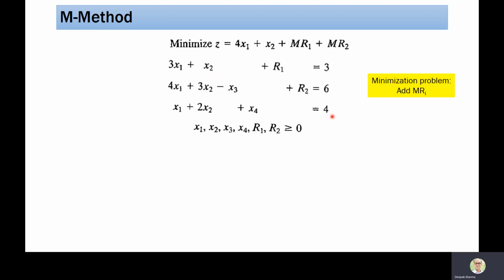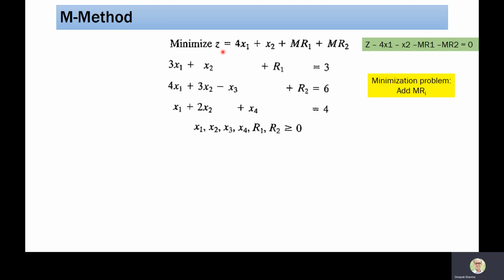Looking at these equations, we now have 6 variables. X1 and X2 are problem variables. X3 and X4 are surplus and slack variables. R1 and R2 are artificial variables. And we have 3 equations. So the number of basic variables is 3, and the number of non-basic variables, 6 minus 3, is 3. So 3 basic and 3 non-basic variables in this problem.